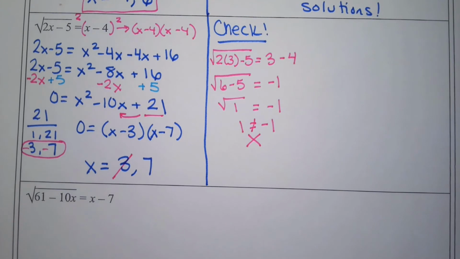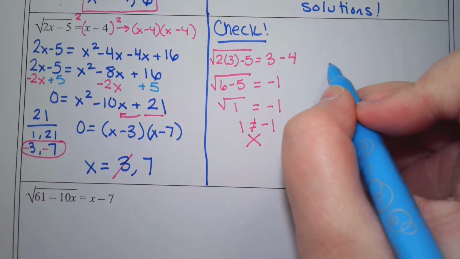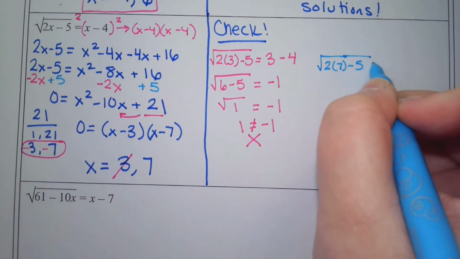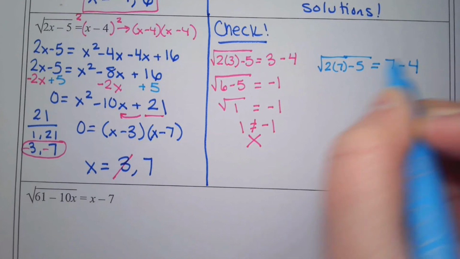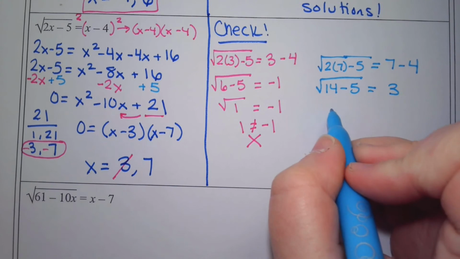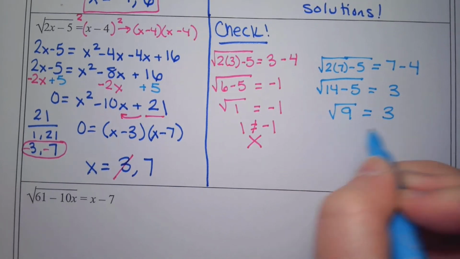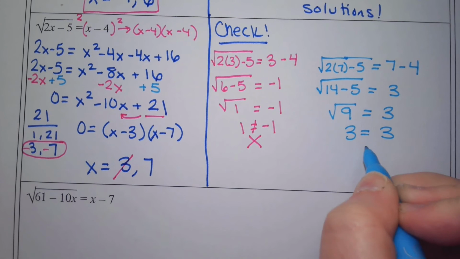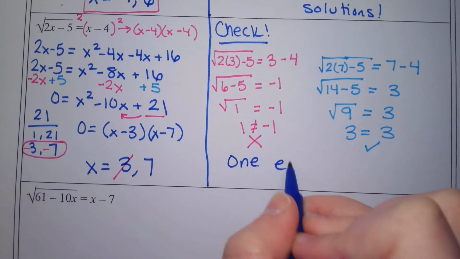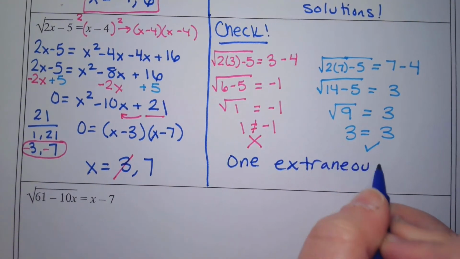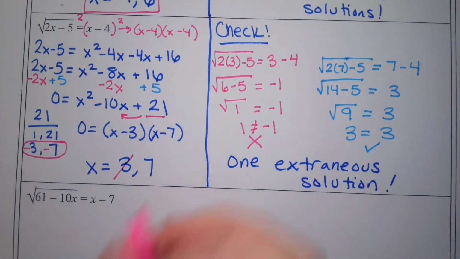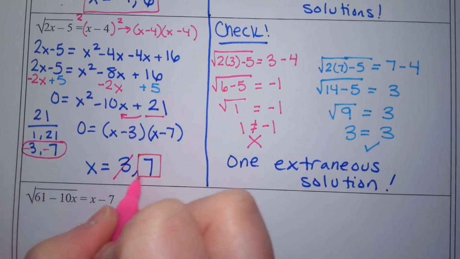So now we have to check if 7 is a solution. So square root of 2 times 7 minus 5 is equal to 7 minus 4. The square root of 14 minus 5 is equal to 3. Square root of 9 is equal to 3. 3 is equal to 3, so that one is good to go. So here we only have one extraneous solution, and we only have one real solution, which is 7.